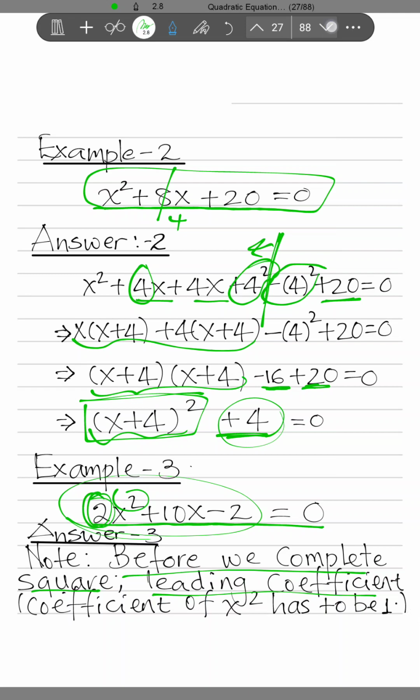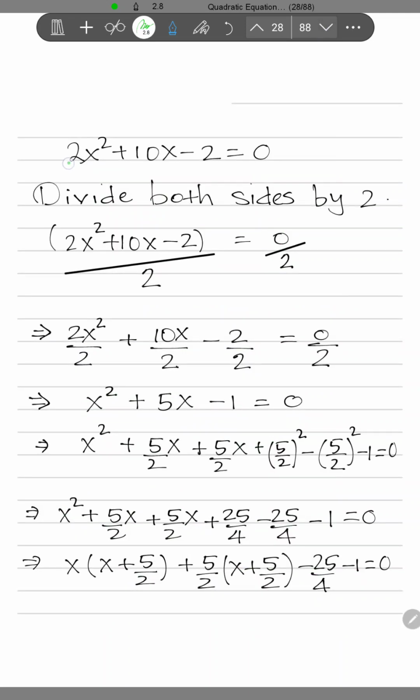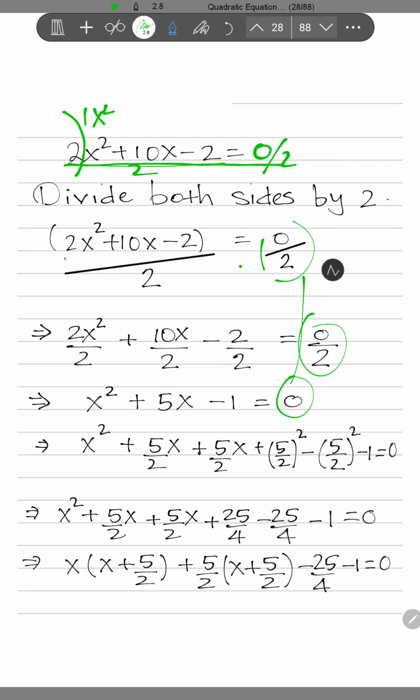2x squared plus 10x minus 2 is equal to 0. Now I divide both sides by 2 to simplify it further to a leading coefficient of x squared to be 1. So it is 2x squared plus 10x minus 2 divided by 2 is equal to 0 divided by 2. 0 divided by 2 is just 0. This side, 2x squared divided by 2 is x squared. 10x divided by 2 is 5x. 2 divided by 2 is minus 1.